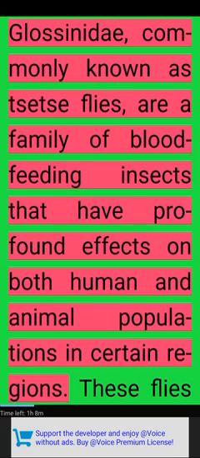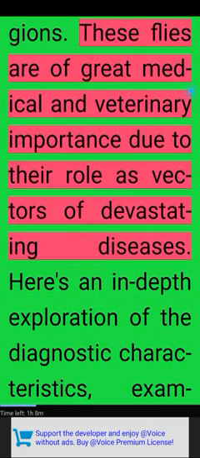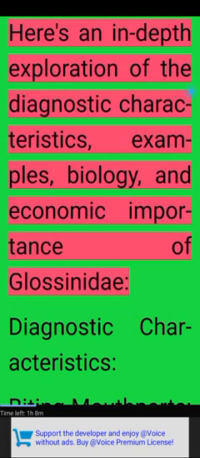Glossinidae, commonly known as tsetse flies, are a family of blood-feeding insects that have profound effects on both human and animal populations in certain regions. These flies are of great medical and veterinary importance due to their role as vectors of devastating diseases. Here's an in-depth exploration of the diagnostic characteristics, examples, biology, and economic importance of Glossinidae.